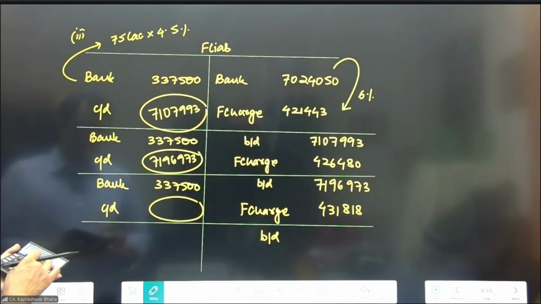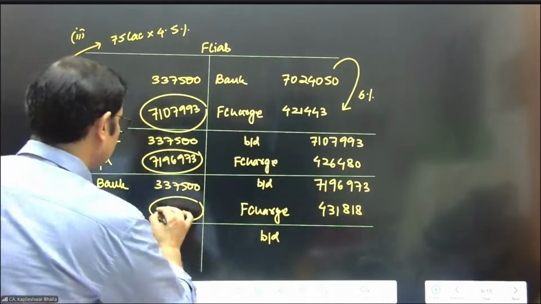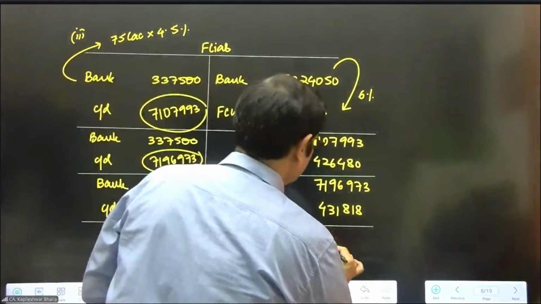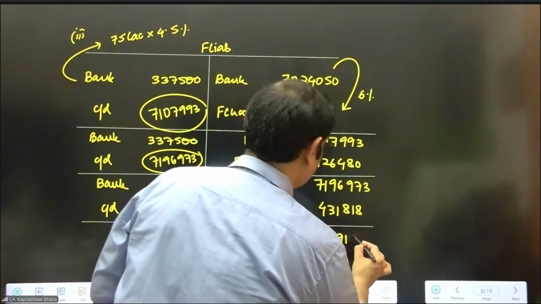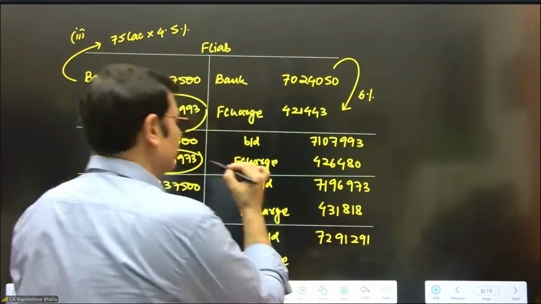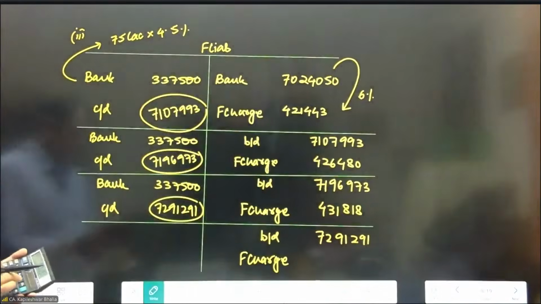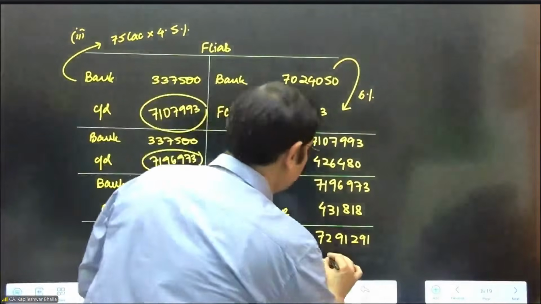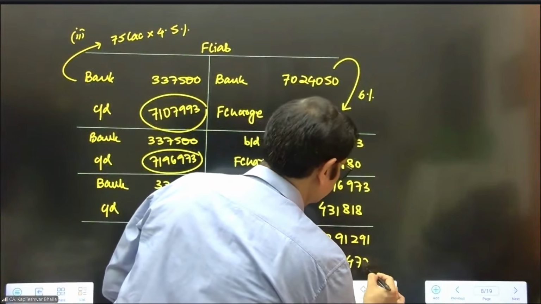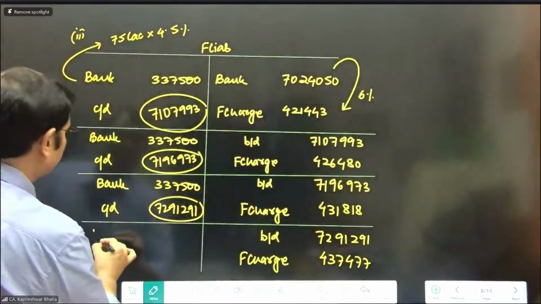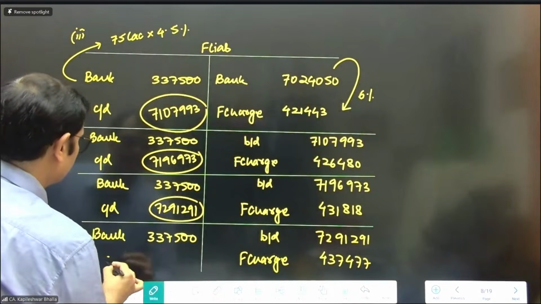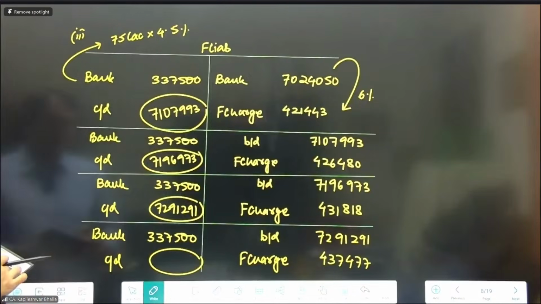71,96,973 plus the interest. This comes to, I think, 72 lakh 91,291. Again, we consider finance charge at the rate of 6% on this. That works out at 437,477. We again make a payment, that is 337,500, and we get a balance CD as a balancing figure.